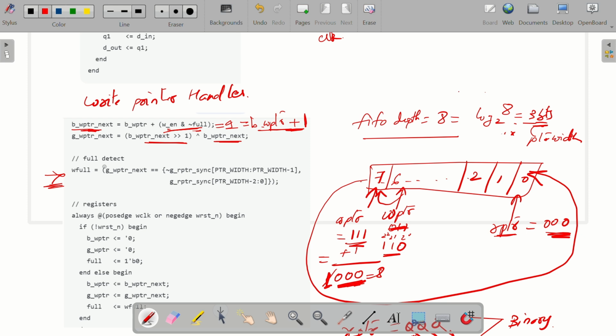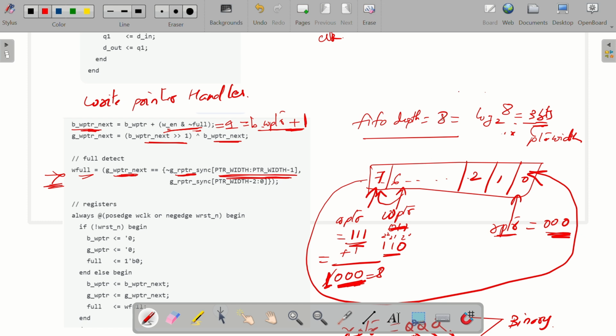So this is implemented using this line. That is, W full is my gray write pointer next should be equal to gray read pointer, which is synchronized. The gray read pointer you're obtaining after it is synchronized from your read clock domain to your write clock domain. So I'm checking whether my read pointer is equal to my write pointer, but the two MSB bits of my read pointer should be inverted.